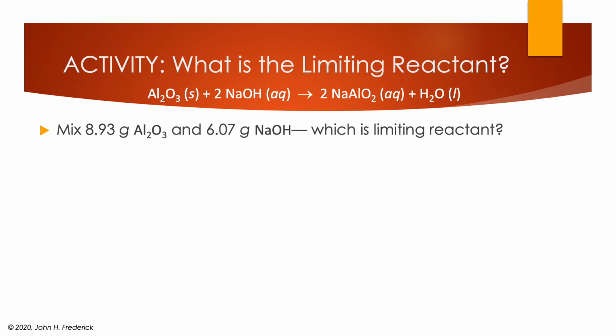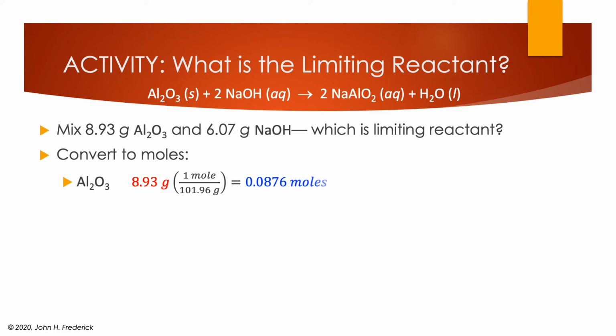All right, hopefully you got to a good answer. I hope you converted to moles first because that's what you need to do. When we convert to moles, we find that in the case of aluminum oxide, we have 8.93 grams. We divide by the formula weight of aluminum oxide, and we have 0.0876 moles. When we do the same for sodium hydroxide, we had 6.07 grams. It's got a formula weight of 40, so that gives us 0.152 moles.